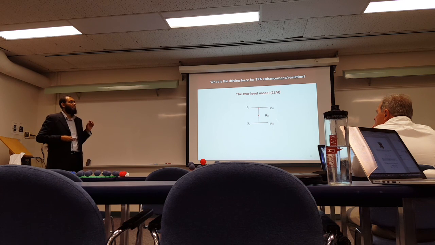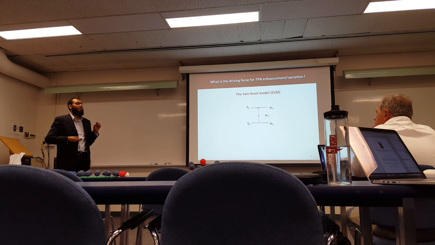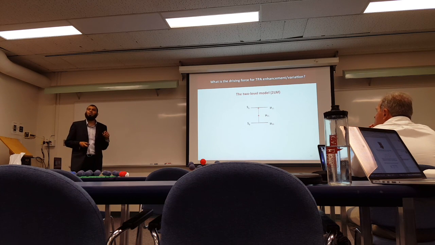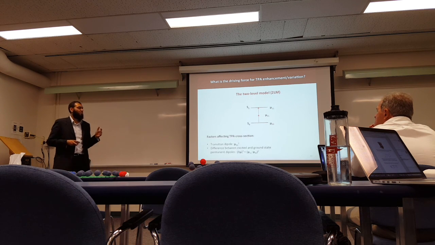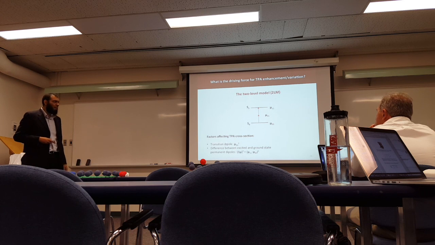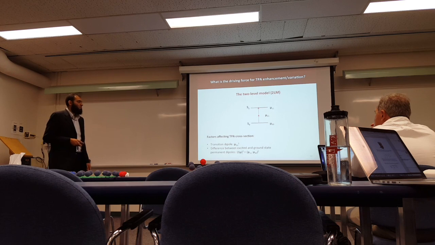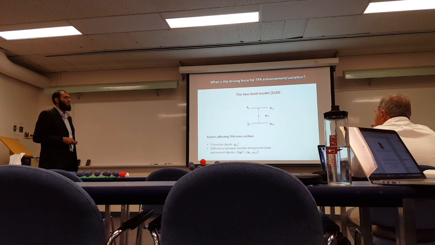The difference between these is a factor that affects two-photon absorption. If you have a large difference between the permanent dipole moment of the excited state and the permanent dipole moment of the ground state, then you will get large two-photon absorption. So to sum up, factors affecting the two-photon absorption are the transition dipole moment, just like one-photon absorption, and the difference between excited and ground states' permanent dipole moments. And everything is squared.